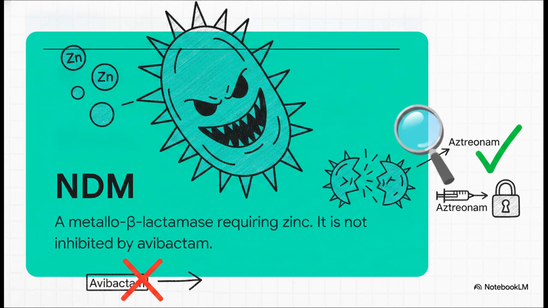Now there's a catch. Clinical NDM strains usually carry an ESBL alongside it that will destroy aztreonam. So the ultimate workaround is using a combination of aztreonam to bypass the NDM plus avibactam to inhibit the coexisting ESBL. It's literally a fascinating double-team strategy.